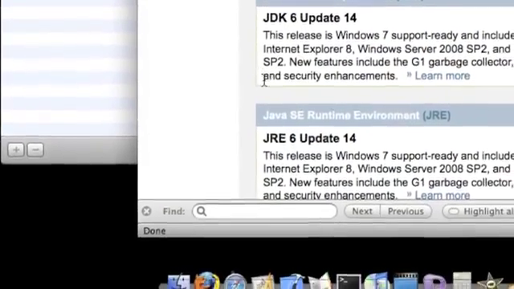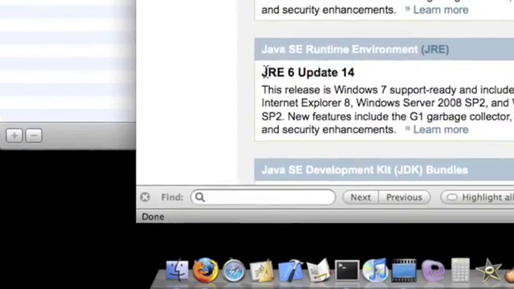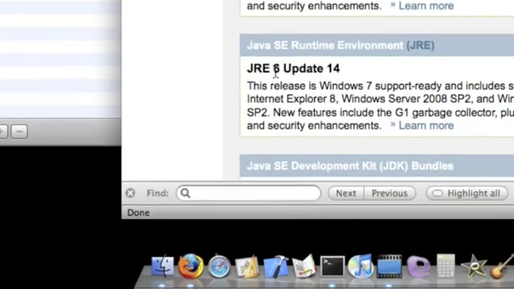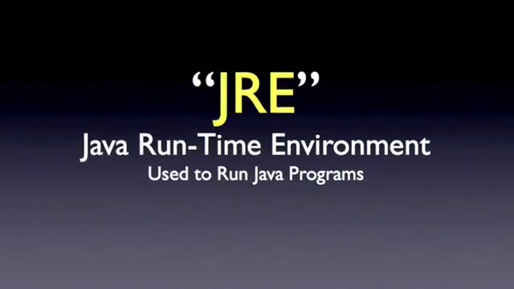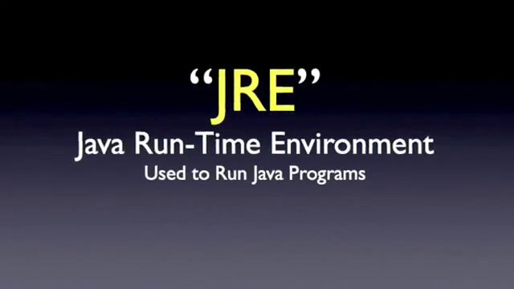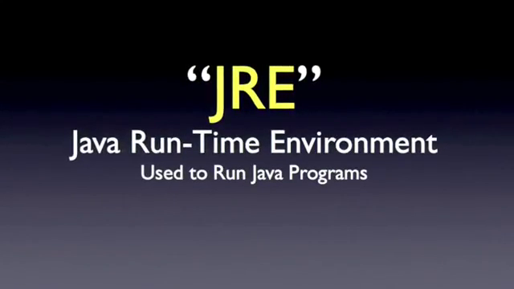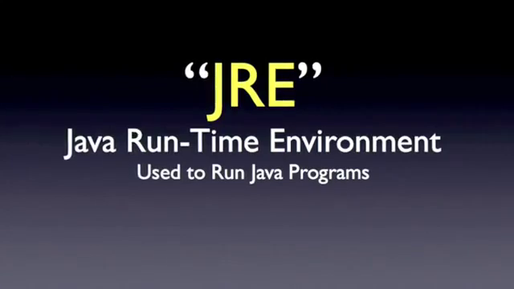If we just wanted to run Java programs, we would go ahead and download the JRE, which stands for Java Runtime Environment. Conveniently, when you download the JDK, it also includes a JRE. What's the difference? The JDK is for developers.